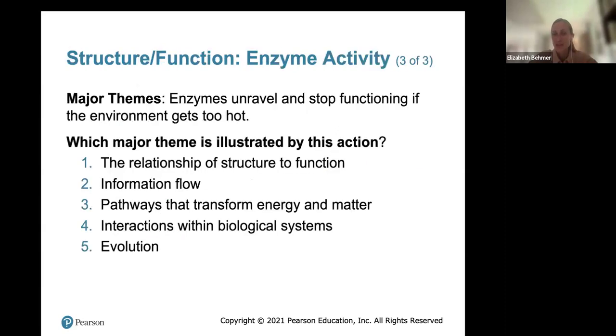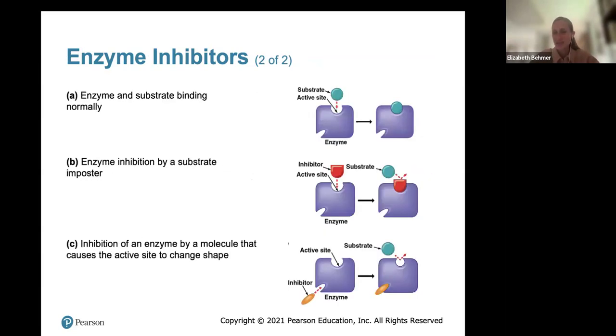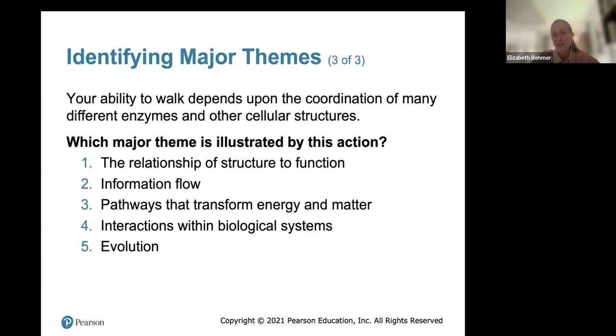Enzyme inhibitors are actually substrate imposters that plug up an active site to bind to the enzyme and disrupt its function. So we can have different types of enzyme inhibitors that will get in the way of enzymes performing their work as well.